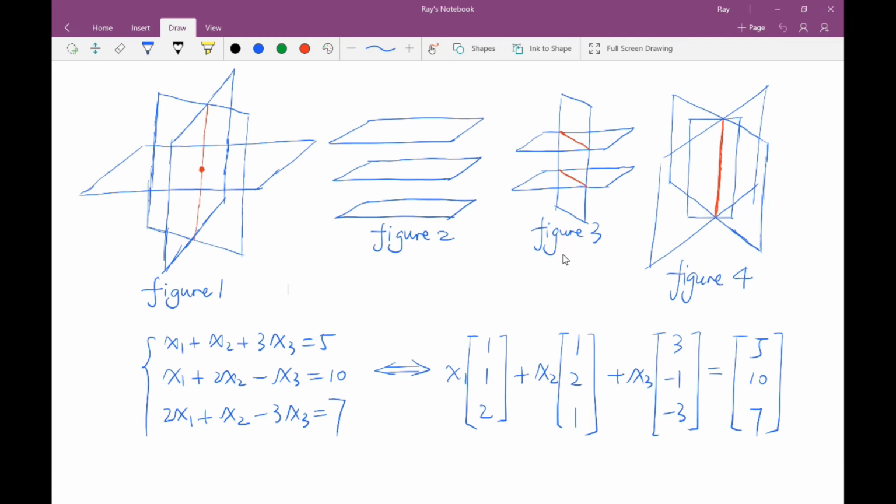In the next video, I will describe the process of determining vector independence and whether the right side vector is in the hyperplane or not.